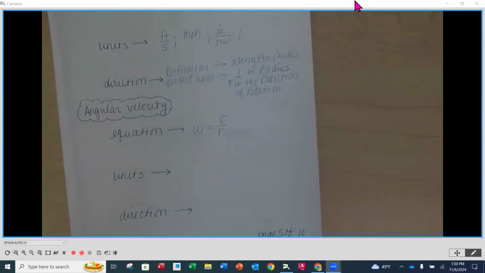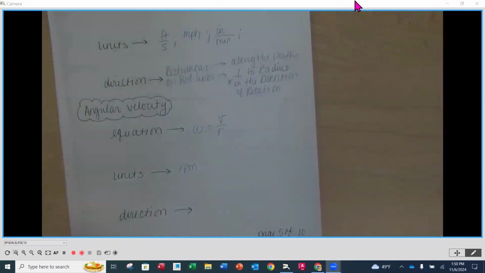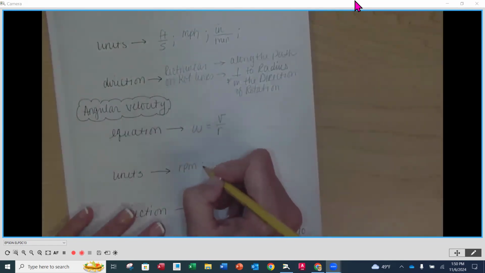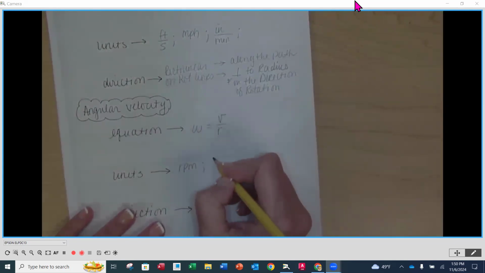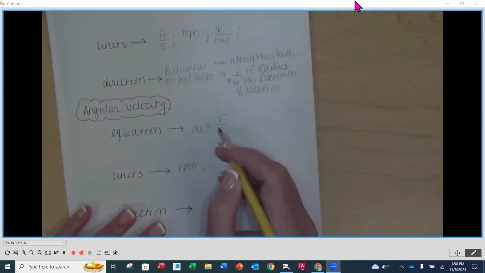Units. Units for angular velocity. There are only two. Yep, RPM. And that's what we get it in and what we deliver it. So for instance, you're going to be given problems and it's going to tell you it's going 15 RPMs, it's going 1750 RPMs, whatever it might be. You need to convert it then to what? In order to use it in that equation. We're not going to put RPMs in there. We're going to put in what?